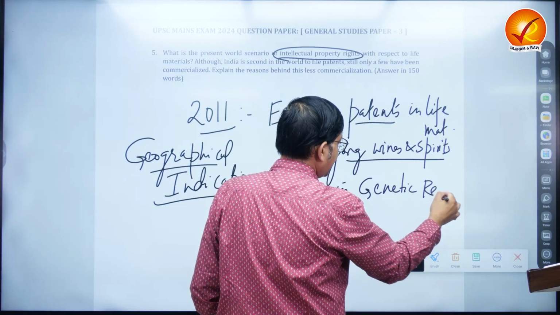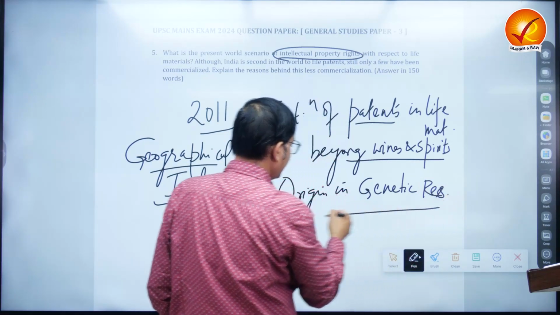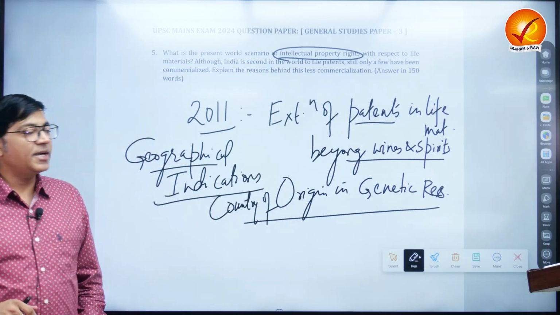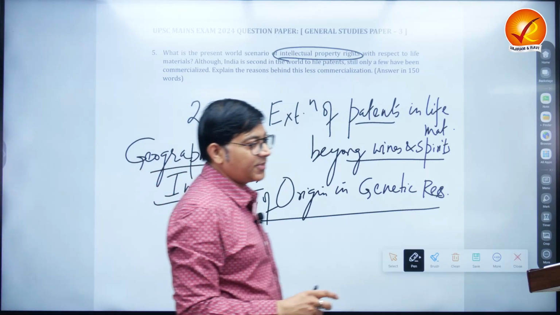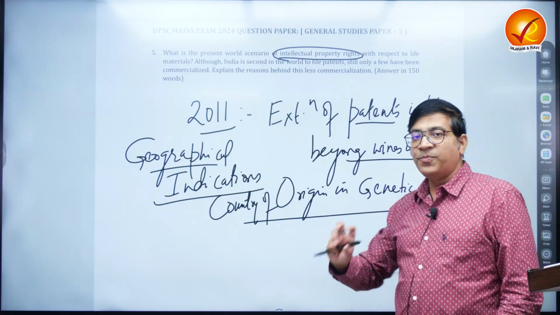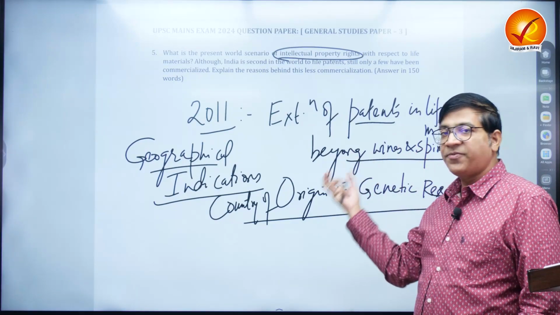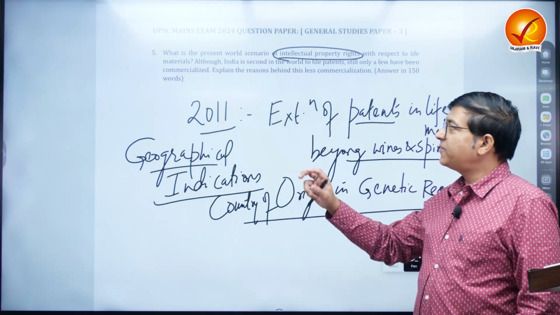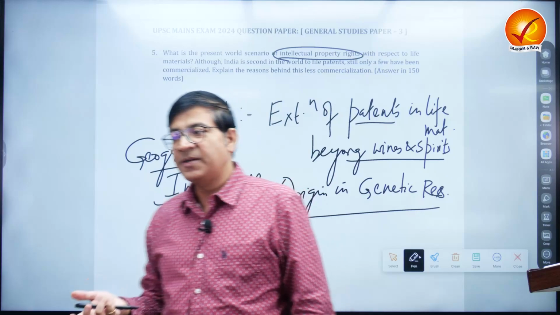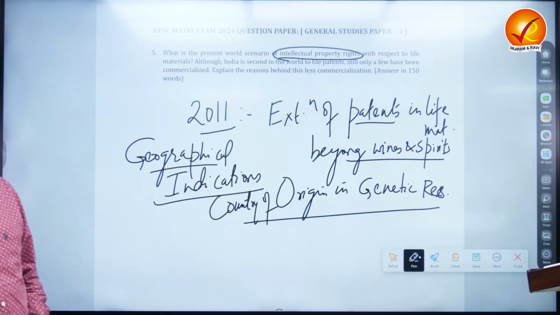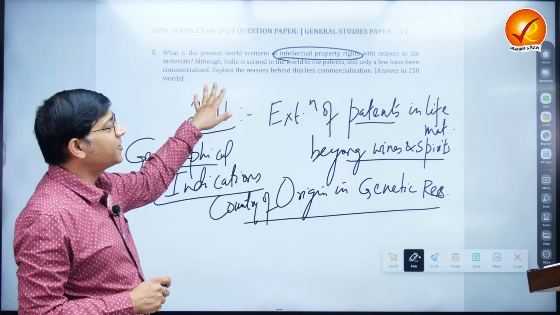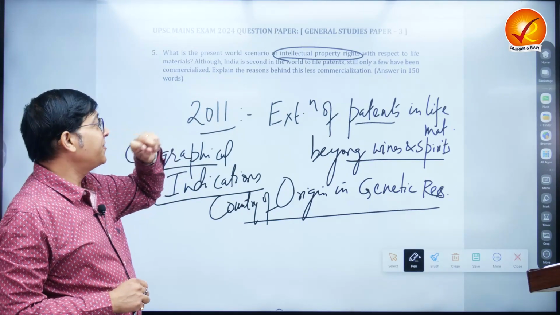Developing countries like India or even Brazil are in favor of bringing in the country of origin in genetic resources as a protection, because India knows that it is home to much traditional knowledge where it can benefit from such protection, something which is not very much in agreement with the developed countries. So don't write everything, because again there are two parts of the question. You have only 150 words.